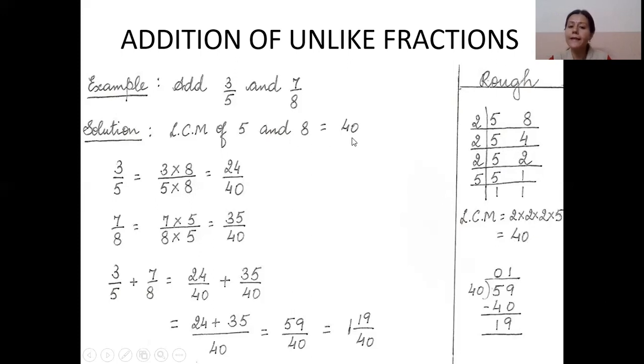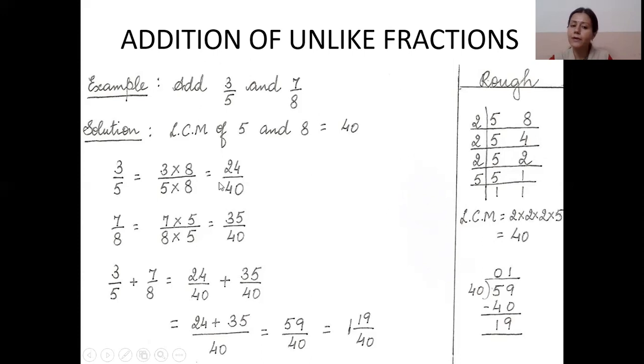So, beta, for 5 and 8, the LCM is coming out to be 40. Now, take the first fraction, 3 upon 5. What you will do, you will make the denominator equal to the LCM. Now, 5, how can you make it equal to 40, beta? 5 into 8 is equal to 40. The number with which you multiply the denominator, the same number you have to multiply the numerator also.